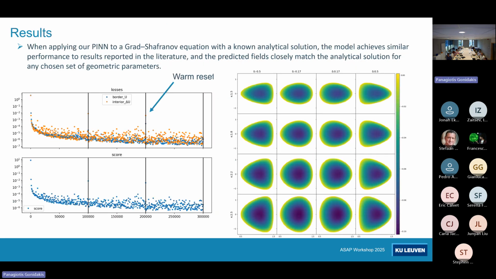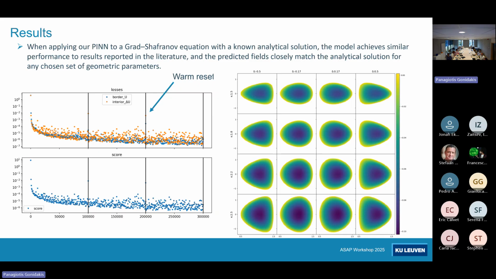Okay, so now I can show you the results. So it is a preliminary result. And we apply it to an equation where you know the analytic solution, to compare the result with the literature. And we found that the loss is 10^-7 and it is very good. Trust me, compared to the literature, it's the kind of loss that you want to have.